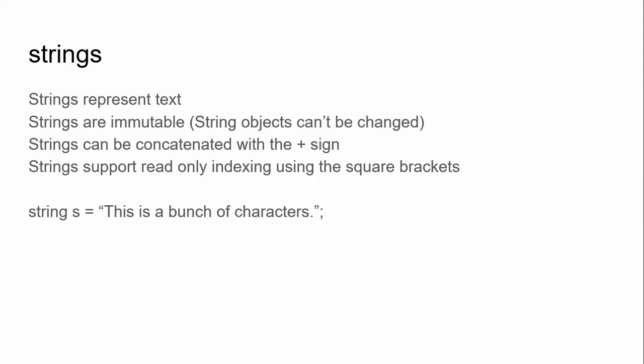That is specified using double quotes. So notice in the last example we had a single letter, and that was single quotes. Here we have more than one letter, so we have double quotes. This is a string. So I've made a string here called S, and S contains this is a bunch of characters. So that's another very, very frequently used data type. The string. Strings are just text.